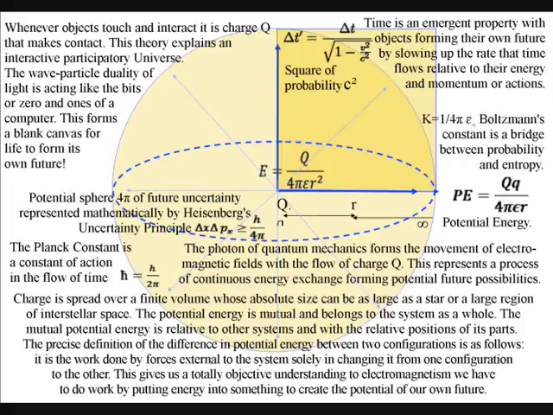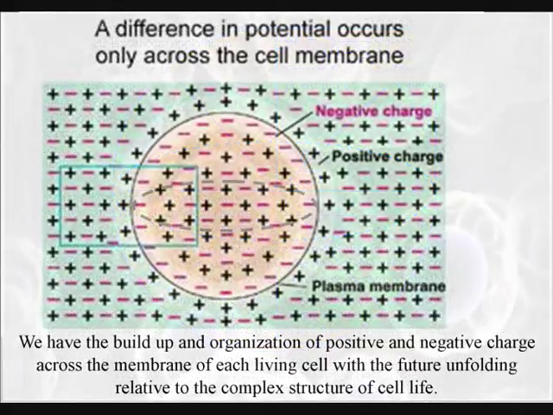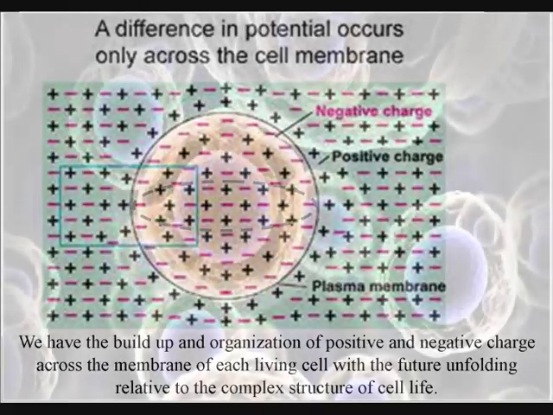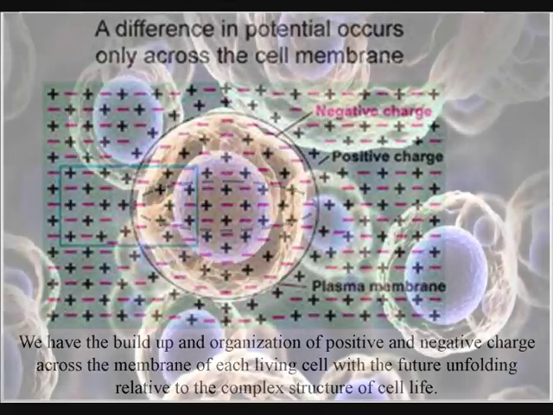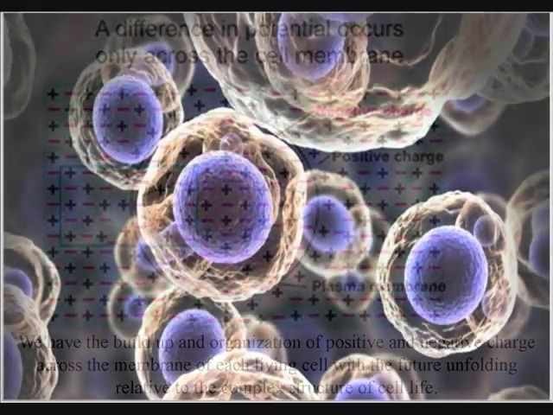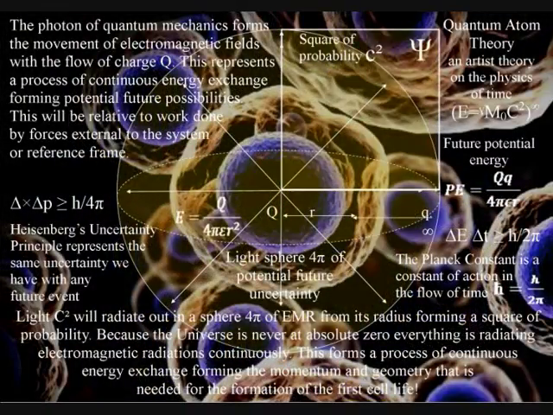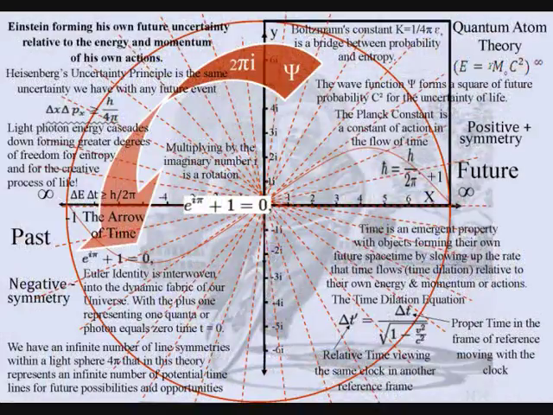We have the organization and distribution of charge relative to the membrane of each living cell within our body. Therefore, this natural geometrical process forms the information for all physical and biological systems. But there is something else that is needed for the information that we have all around us in our everyday life, and that is randomness of what might happen.